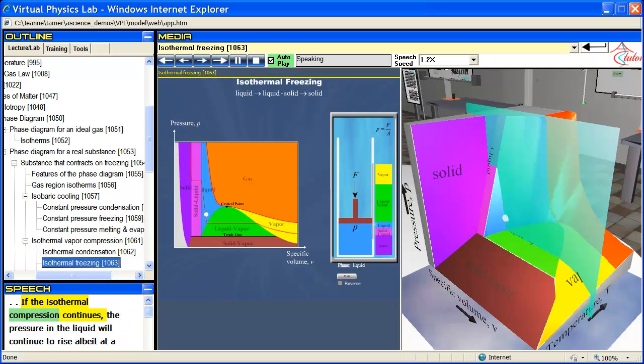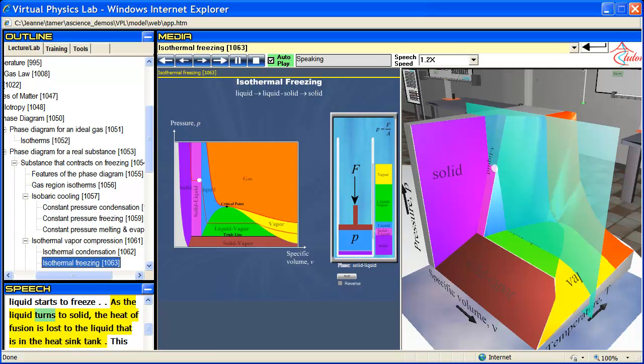If the isothermal compression continues, the pressure in the liquid will continue to rise, albeit at a steeper slope than in the vapor, since the liquid is less compressible than the vapor. When this pressure on the phase diagram is reached, the liquid starts to freeze.